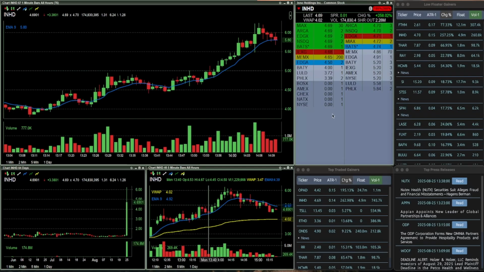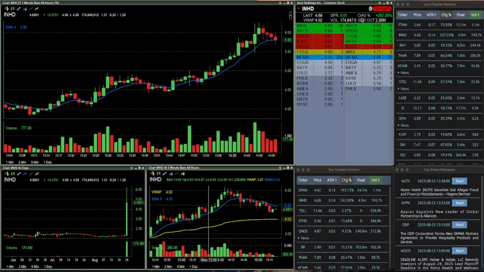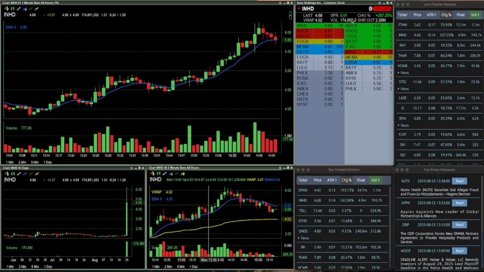Right up top, I have last, the VWAP, volume weighted average price, the spread, the volume, the change, and the shares outstanding. This is just a header that I like to use on level 2. It gives me an overview of what's going on.